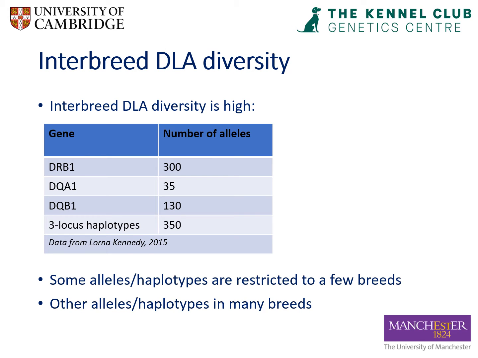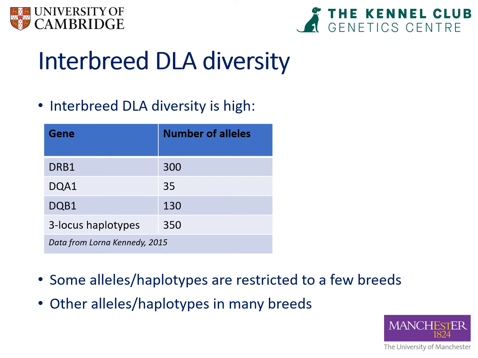So moving on to diversity within the DLA. When we talk about interbreed DLA diversity, so the diversity between breeds of dog, this is very high in the DLA, and there are large numbers of alleles, and this is really similar to what is seen across different human populations. So the table here shows the number of gene variants or alleles for the genes encoding the antigen presenting machinery in the class 2 region of the DLA.